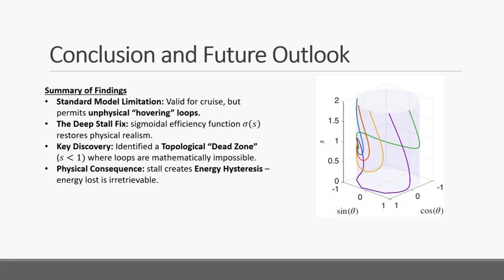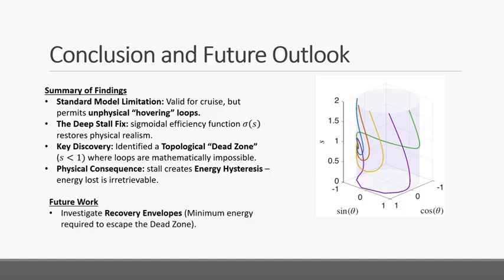In conclusion, while our group project successfully categorized standard flight stability, my extension demonstrated that adding non-linear stall doesn't just tweak the numbers, it fundamentally alters the global phase space topology. It introduces a dead zone, enforces realistic energy hysteresis, and eliminates the unphysical hovering loops found in the standard model. This confirms that incorporating non-smooth aerodynamic effects is essential to capturing the true and often dangerous dynamics of flight. Future work could quantify the recovery envelopes, calculating exactly how much energy a pilot needs to escape this dead zone. Thank you for listening.